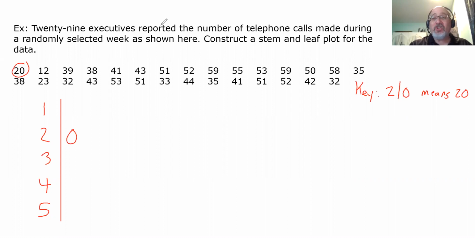Since the stem for 20 is 2 and the leaf for 20 is 0, it belongs in the row with its stem, which is 2. 12 would be a 2 in the first row. 39 would be a 9 in the third row, or rather I should say the row whose stem is 3.